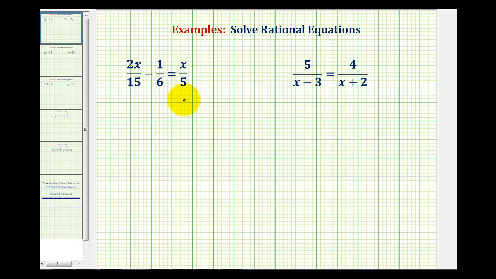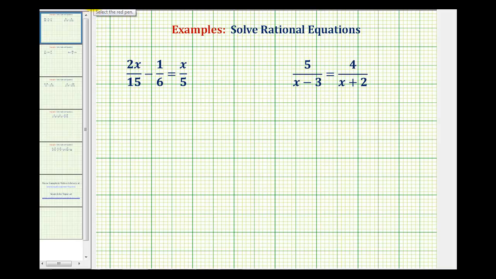Now we're going to take a look at several examples of solving rational equations. Our first example is just a linear equation with fractions that we've seen before. But I'm sure we all agree it would be much easier to solve if it didn't contain fractions. So to eliminate the fractions, we want to think to ourselves, what can we multiply both sides of the equation by to eliminate the denominators of 15, 6, and 5?